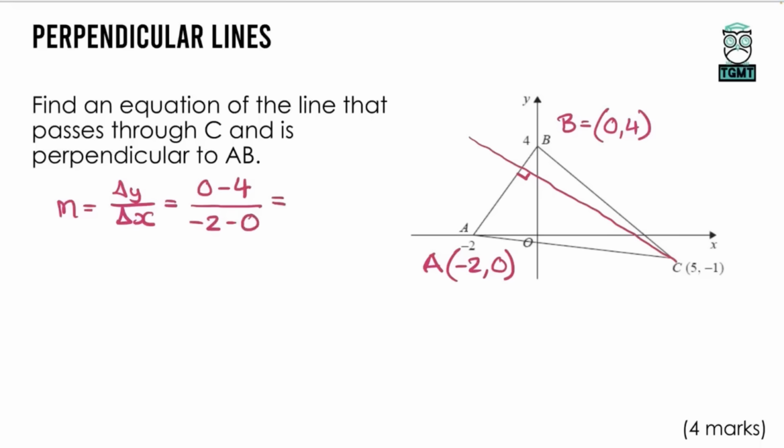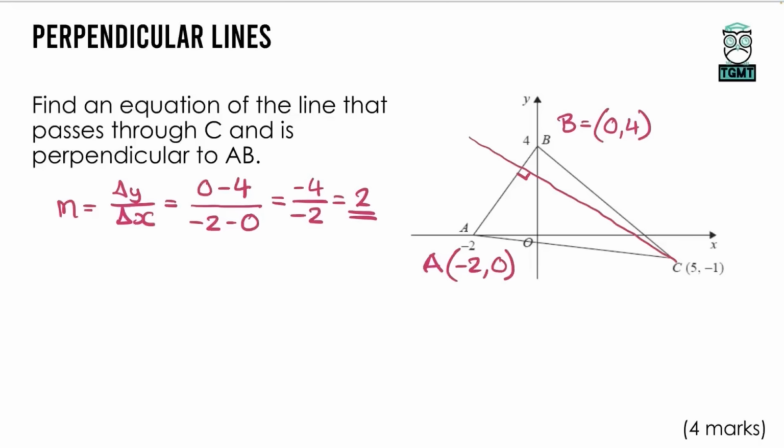You can also just think about it as a distance. You could do the positive versions. From 0 to 4 is 4, from -2 to 0 is 2. So we can actually just use the positives, which probably would have been nicer in this one, but -4 over -2, which is +2. So the gradient of AB is 2.